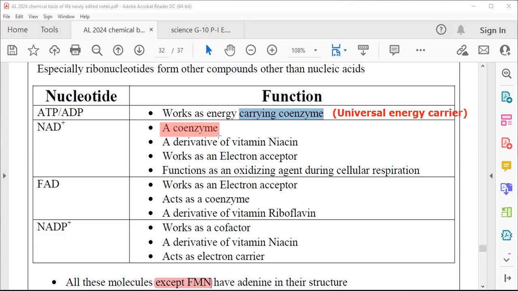Here, this is an important point. There is a vitamin related to this. That capital N is standing for that vitamin. What is the vitamin? Niacin. NAD plus is related to which vitamin? Niacin. Vitamin B3. In the brackets, mark it down. Vitamin B3.